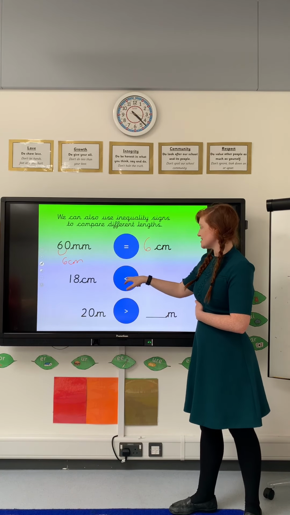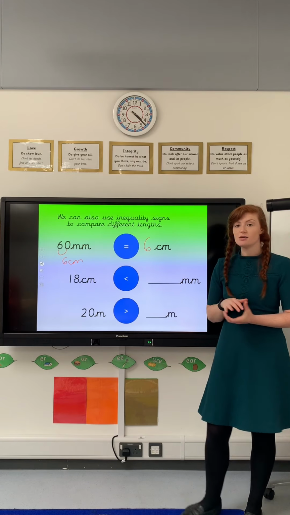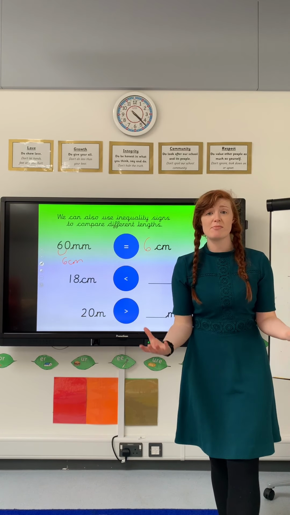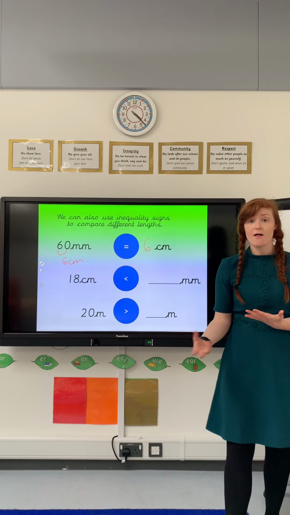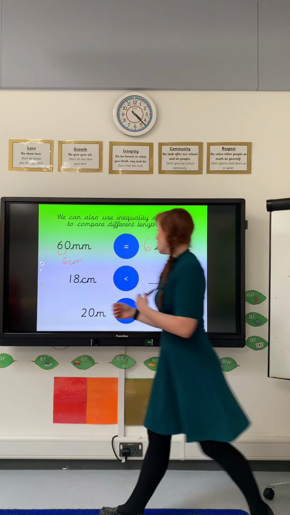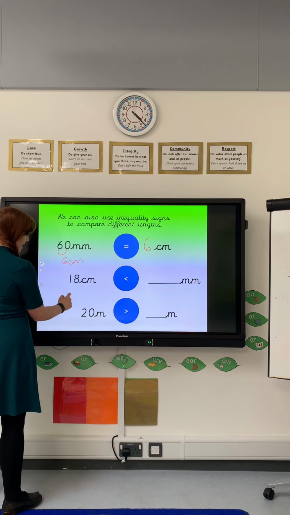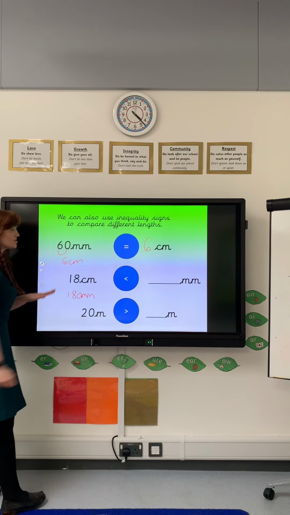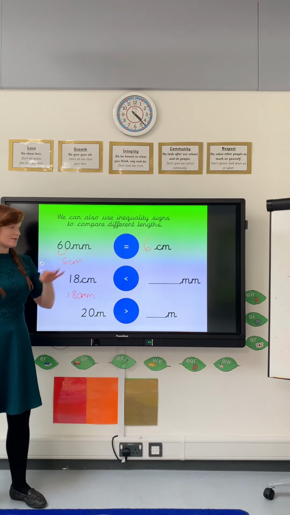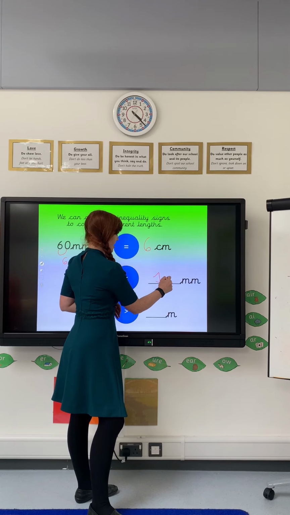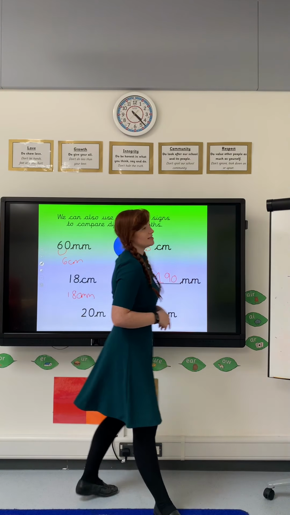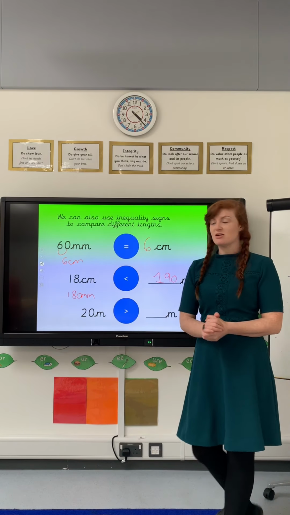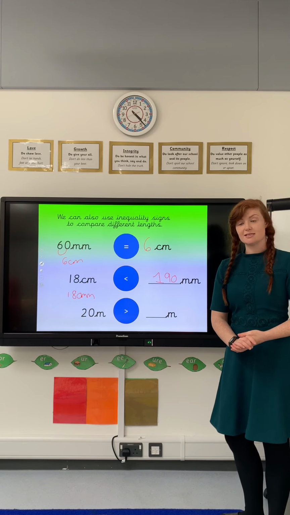18 centimetres is less than a certain amount of millimetres. Now I can choose whatever amount of millimetres as long as it's larger than 18 centimetres. Well, I know if I times that by 10, it becomes 180 millimetres. So it's got to be more than 180 millimetres. So I could have 190 millimetres, I could have 355 millimetres, I could have 181 millimetres.